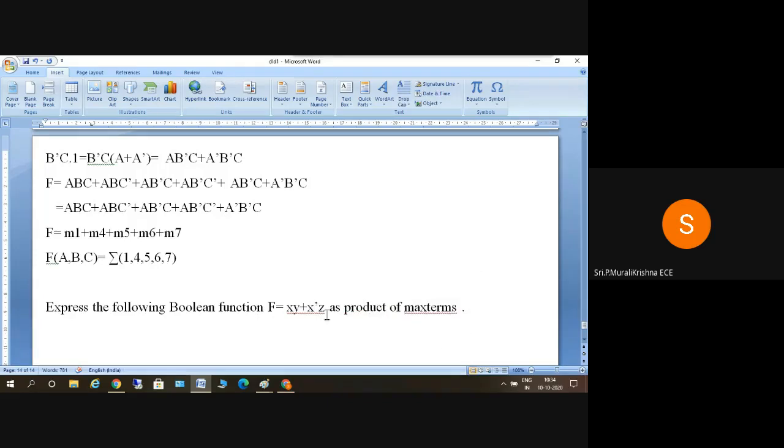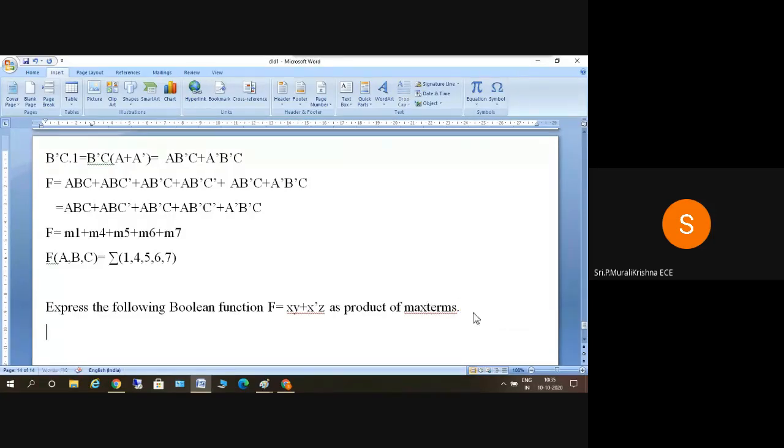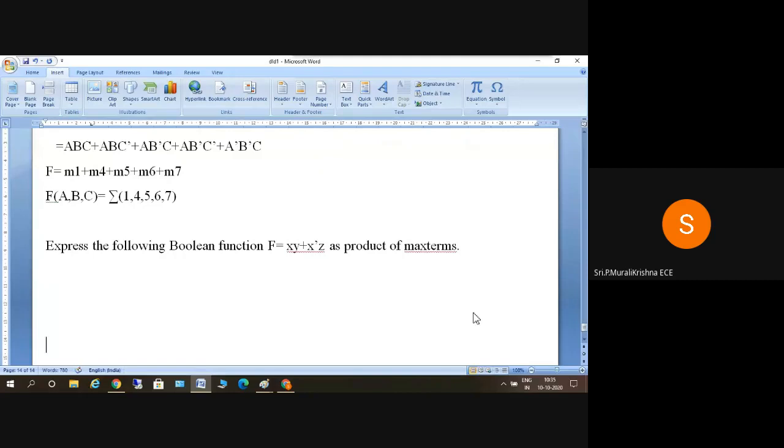So whatever the equation I gave here, it is sum of the products only. So what I have to do here is find the OR operation of the input variables, using some Boolean laws. I can convert this as a product of max terms. So it should contain all of x, y, z, but all in the addition format, like x plus y plus z or x plus y plus z bar. This is what we have to do here.